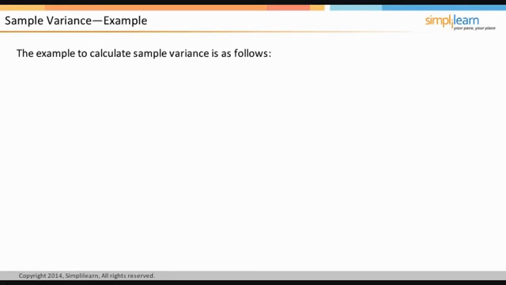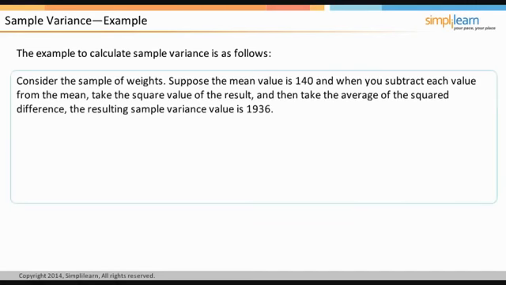Let us understand how to calculate the sample variance with the help of an example in this screen. Consider the sample of weights. The mean value is 140. When you subtract the individual values from the mean, take the square value of the results, and then take the average of the squared differences, you will get 1,936 as the sample variance. This number is not useful as it is.